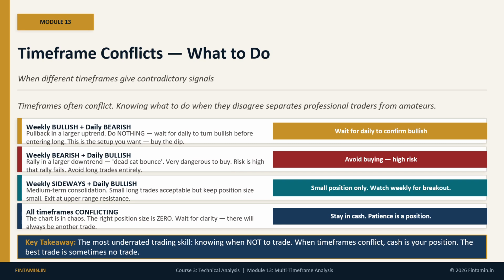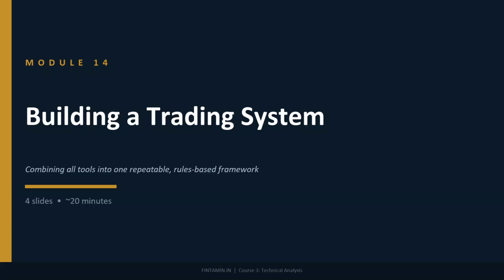Final module, let us combine everything into a complete rule-based trading system. Module 14 is building a trading system. Building your own trading system. This is the culmination of everything you have learned in this course. 14 modules of tools and concepts coming together into one systematic, repeatable framework. Let us build your edge.